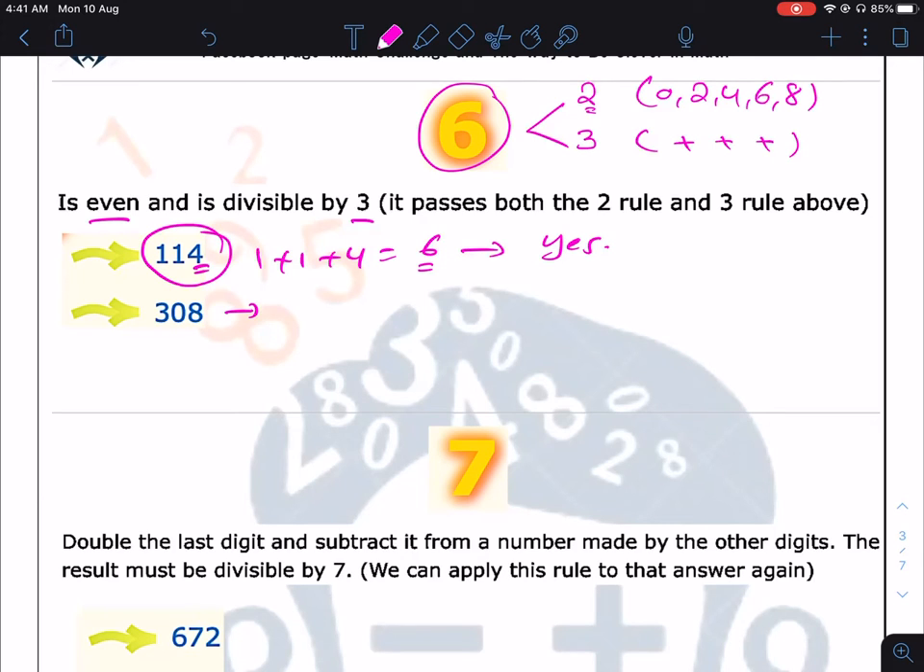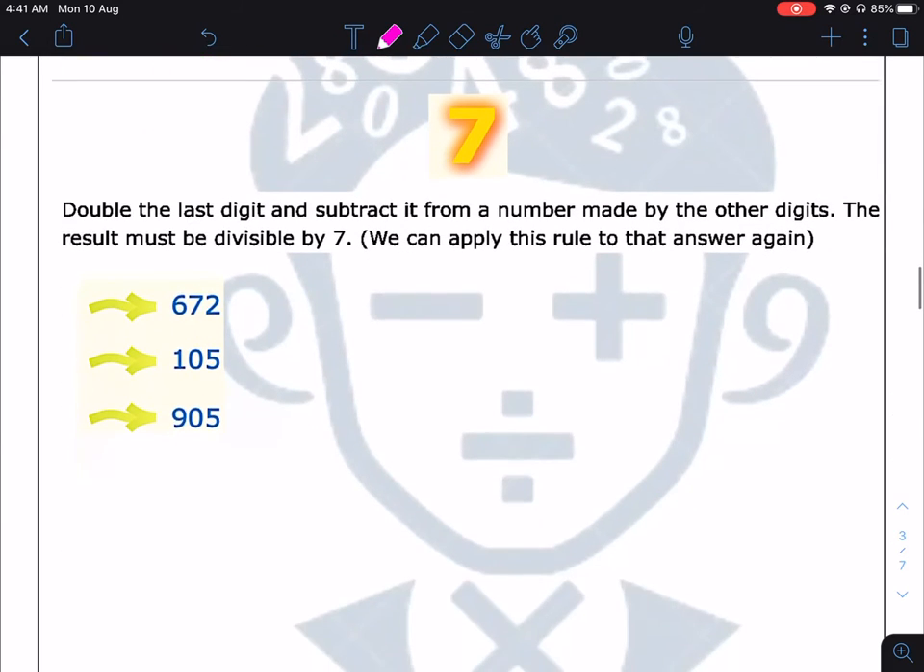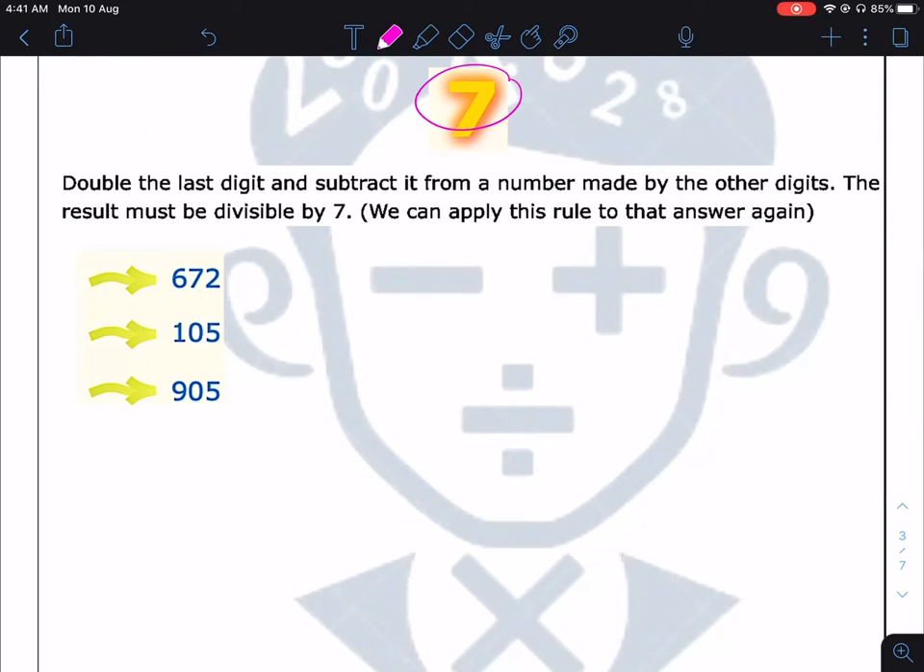For this number, the last digit is even, so this number is divisible by 2. Let's try the sum: 3 plus 0 plus 8 is 11. 11 is not divisible by 3, so this number is no. So again, to check divisibility by 6, you have to check divisibility by 2 and divisibility by 3, as we learned before.